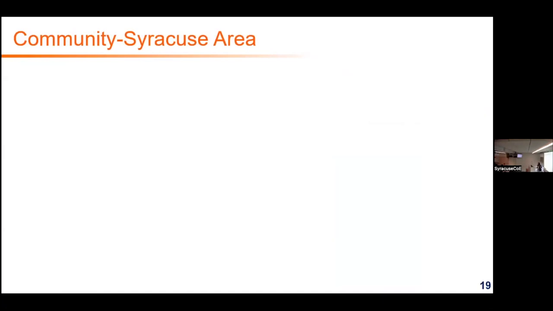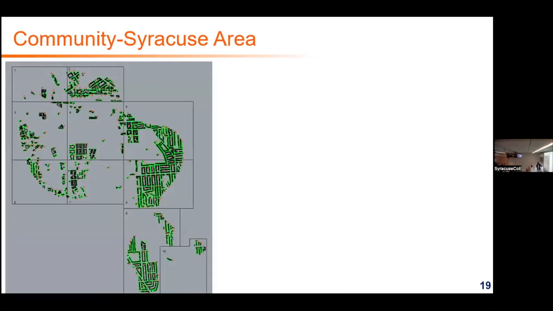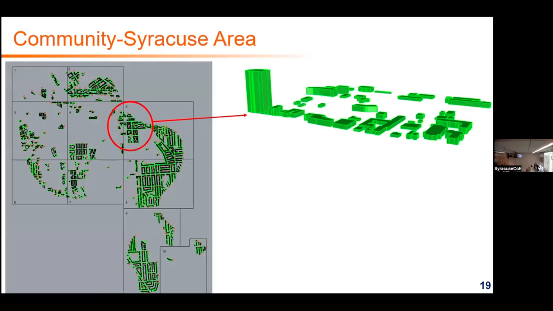So these are the three cases related to the building scale. And what will happen if we enlarge the scale from the building scale to the community scale? So this is the Syracuse area map, the whole map of that. And I just choose one small community to give an example of that.